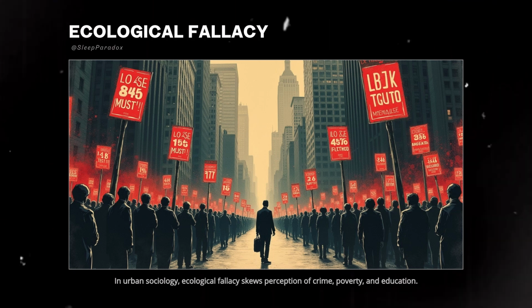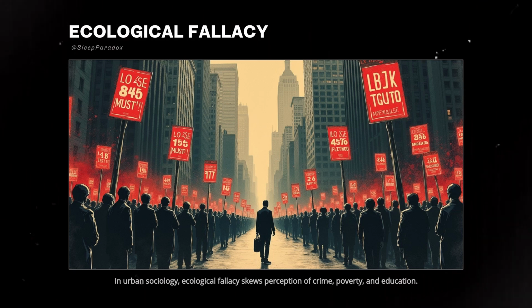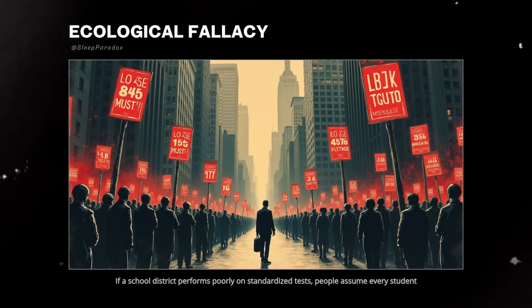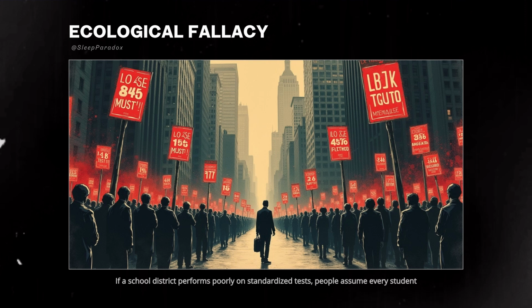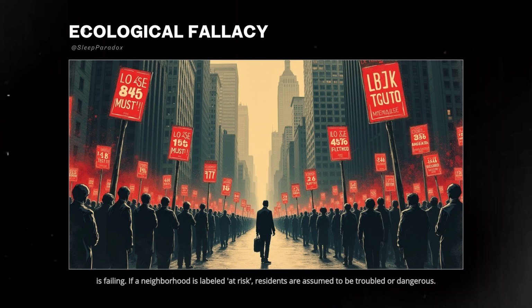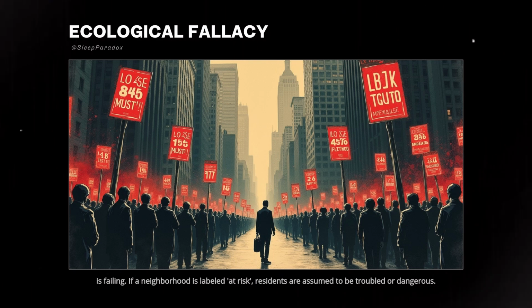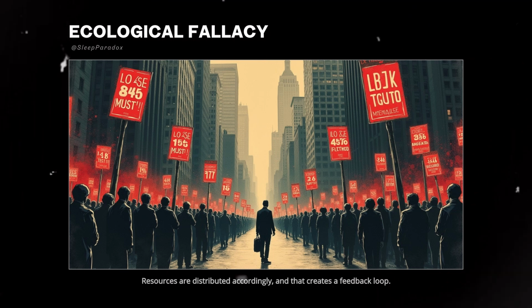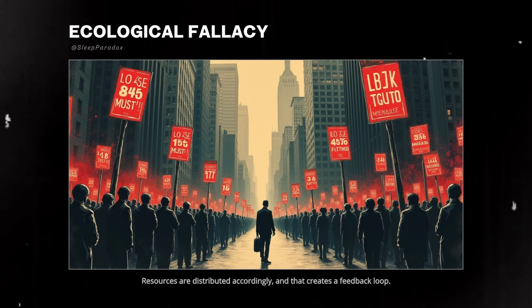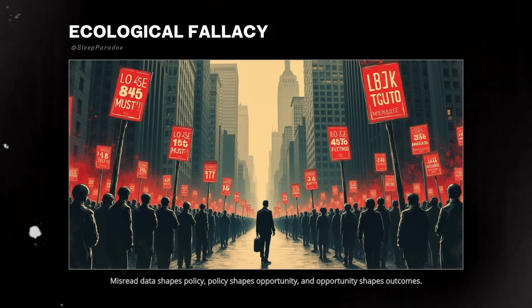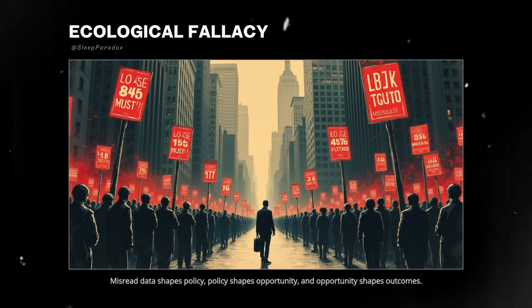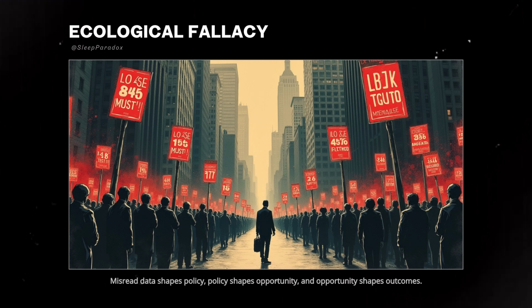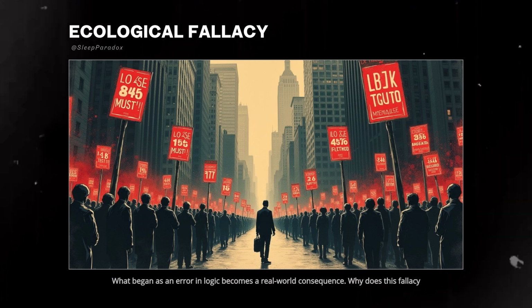In urban sociology, ecological fallacy skews perception of crime, poverty, and education. If a school district performs poorly on standardized tests, people assume every student is failing. If a neighborhood is labeled "at risk," residents are assumed to be troubled or dangerous. Resources are distributed accordingly, and that creates a feedback loop. Misread data shapes policy, policy shapes opportunity, and opportunity shapes outcomes. What began as an error in logic becomes a real-world consequence.